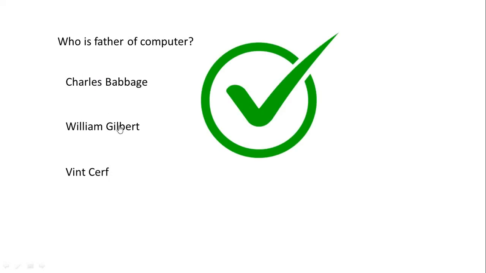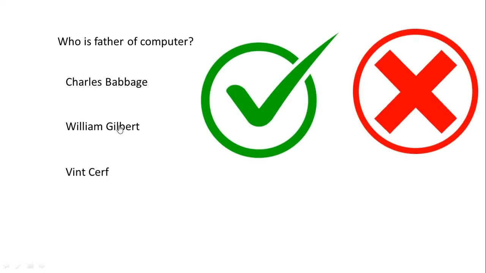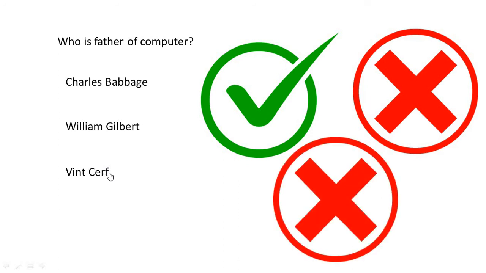Let me go back to the slide and click on Charles Babbage so that we will get a tick mark. And when I click on William Gilbert, I will get a cross mark. When I click on Windsurf, I will get a cross mark. As this is a quiz, we cannot show all the images at a time. We need to show them according to the option clicked. Let me make a few changes to the animation.